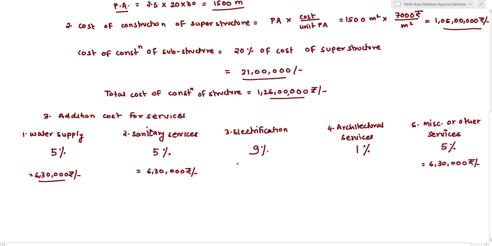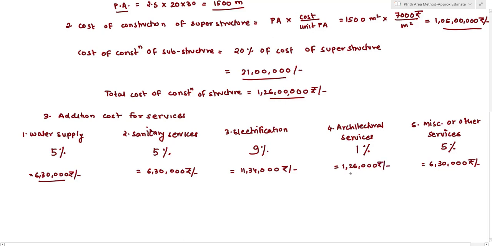Okay, so for electrification work, we have to provide 9% of the total cost of construction of a structure. So this 9% works out to be 11 lakh 34,000 rupees. And for architectural expenses, we'll have to pay some architectural charges. So for that, 1% amount should be kept in a reserve. So 1% of 1 crore 26 lakh will work out to be 1 lakh 26,000 rupees.